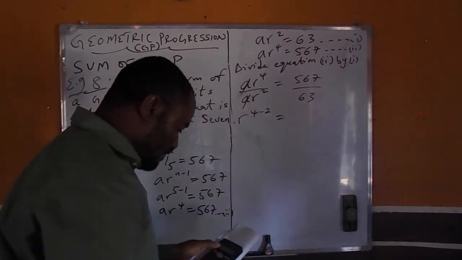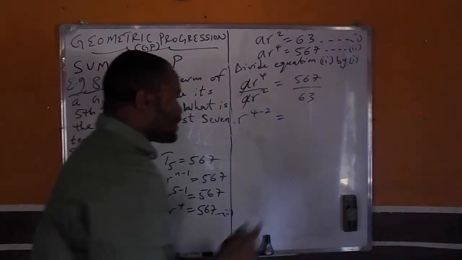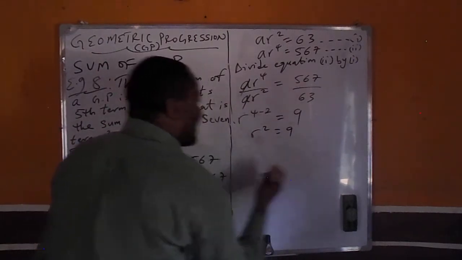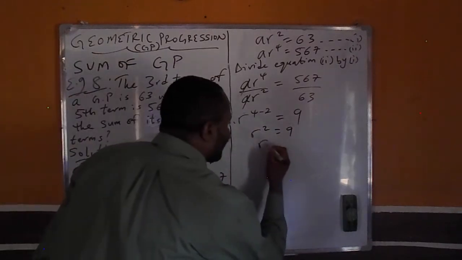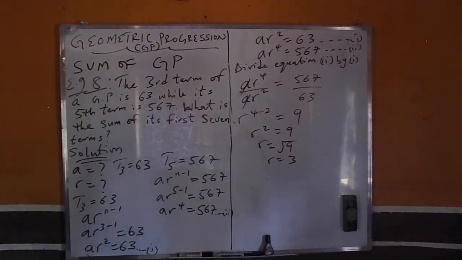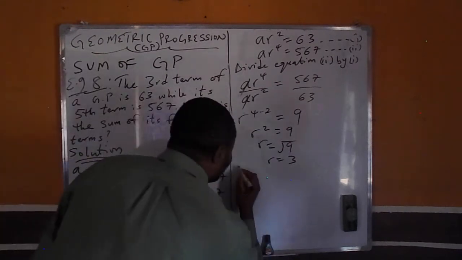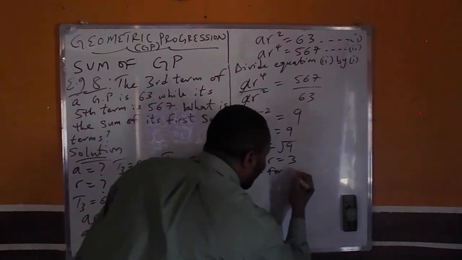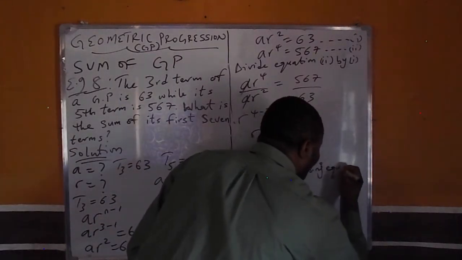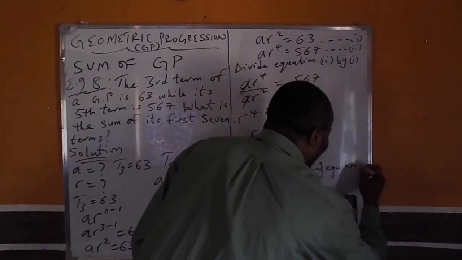We now say 567 divided by 63, which will give us 9. Now, R raised to power 4 minus 2 equals 9. R raised to power 2 equals 9 will now become R equals square root of 9, where R equals 3. Now that our R gives us 3, then we can now look for our A. You now say, solve for A using equation 1.